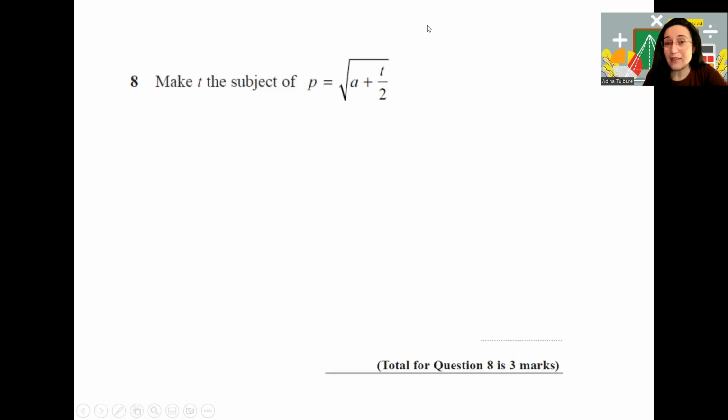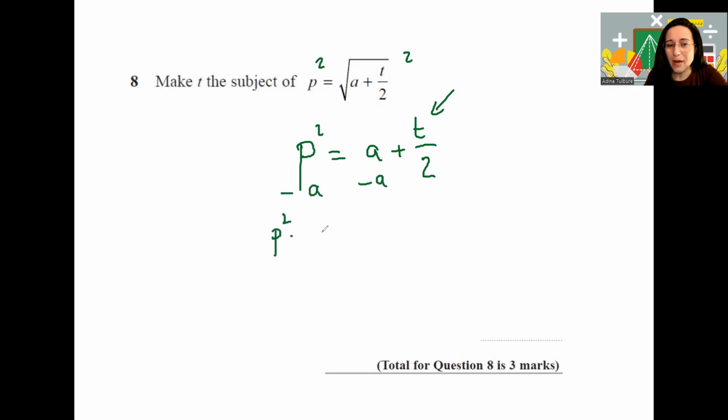Again, square root. What do we need to do? We just square them both to go back to what was before. So p squared equals a plus t over 2. We need to make t the subject. So this is our target. This is what we need to do. Okay, let's get rid of a. Minus a on both sides.